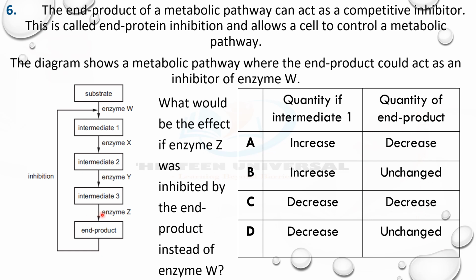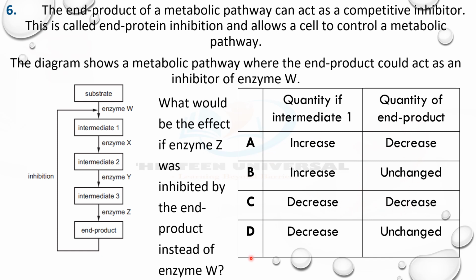Because once this is inhibited, remember that this enzyme catalyzes formation of the end product using intermediate 3. So intermediate 3 is converted to end product by enzyme Z. When enzyme Z is inhibited by the end product, that means the amount of end product will be reduced. Is that okay? So A and C are most likely. So we're eliminating B and D.